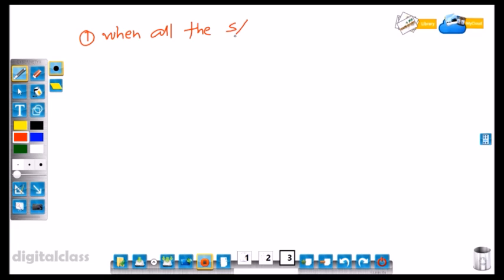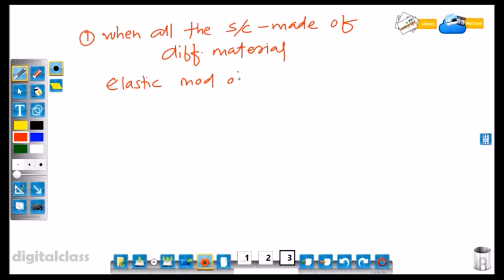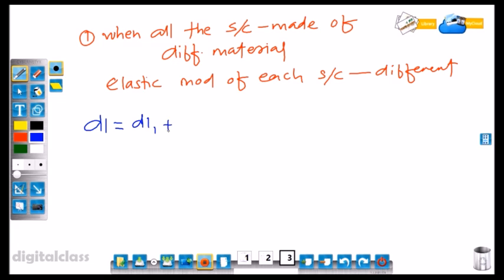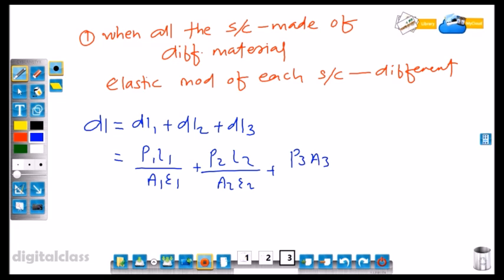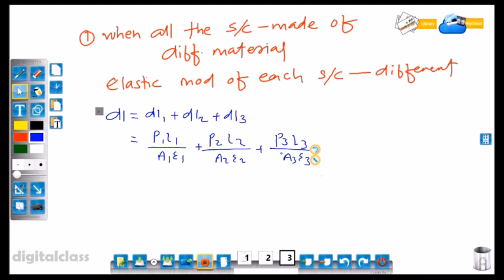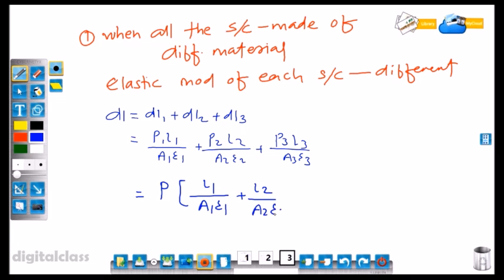First condition, when all these sections are made up of different materials, then each section is having different modulus of elasticity. So delta L is equal to delta L1 plus delta L2 plus delta L3, which is equal to P1 L1 upon A1 E1 plus P2 L2 upon A2 E2 plus P3 L3 upon A3 E3. As here P is same, we can take it out of the bracket. So final equation will be this.